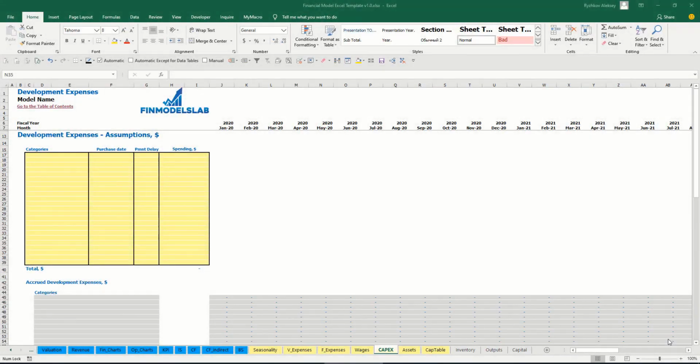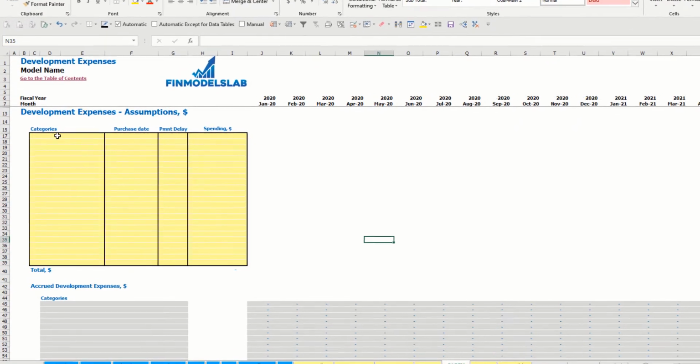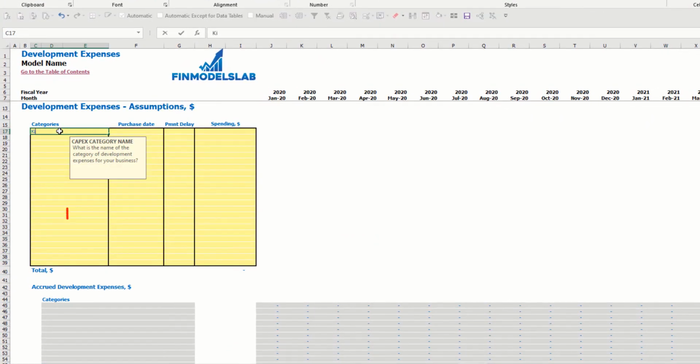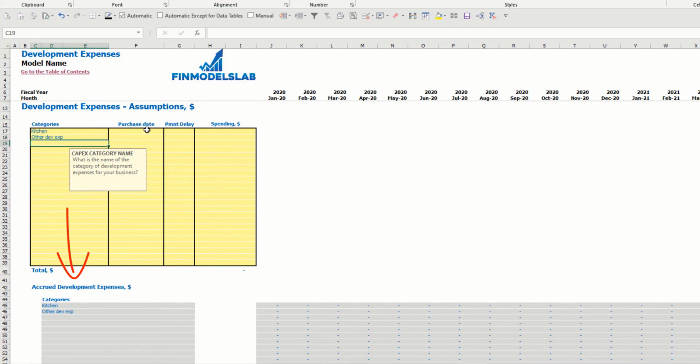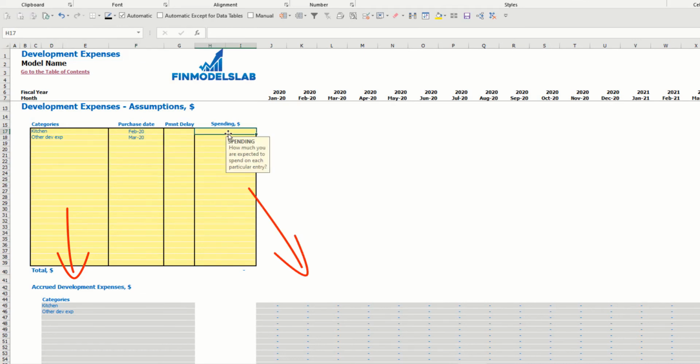You may input up to 20 development expenses categories. Let me give you a couple of real examples. For example, this will be kitchen and other development expenses. You can input a purchase date for each category, for example, February and March. You can input spending, $50,000, $10,000, for example.